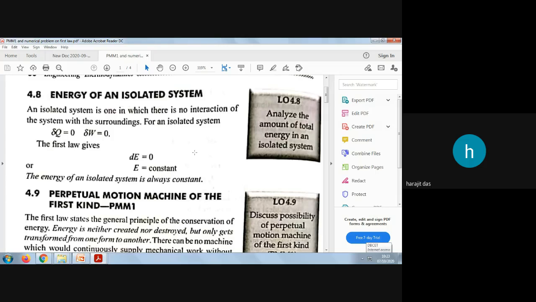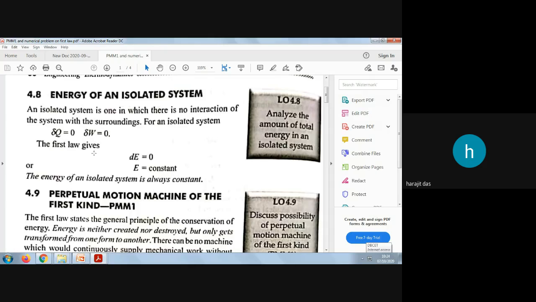there will not be any heat transfer and there will not be any work. Yes, because there is no energy interaction. That is why δQ and δW will be equal to 0. These are the two basic forms of energy transfer, and there is no transfer of energy. So these two terms will be equal to 0.